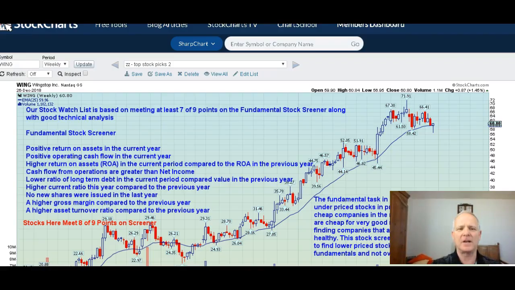Okay, so let's take a look at fundamental analysis. This is what comprises a fundamental analysis. It's looking at some of the fundamentals of the actual company, like positive return on assets, positive operating cash flow, higher return on assets, cash flow from operations. So these are types of fundamental analysis.